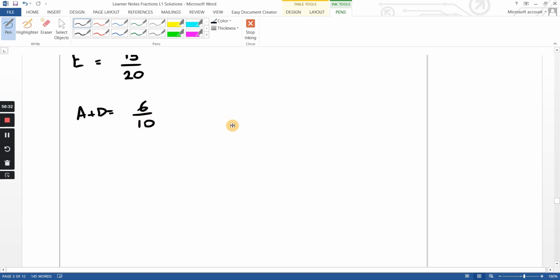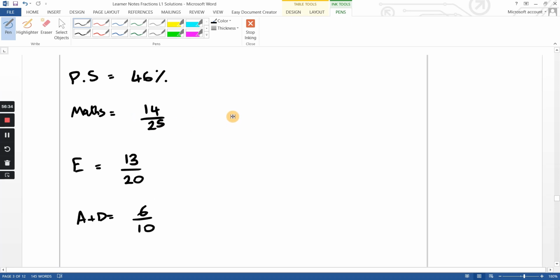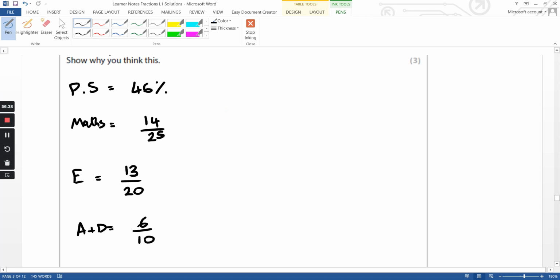Okay. Let's make these all the same. You could change them all to percentages, or change them all to fractions with the same denominator. You know what? I'm going to change them all to percentages. So you don't even need your calculator for this.